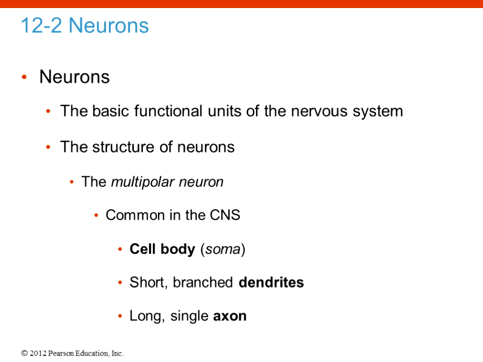So the first thing we'll look at then, of course, are the neurons. The neurons, again, as I said, this is the basic functional unit of the nervous system. This is what communicates a message, okay? And there are different types of neurons, as you probably might guess. One we're going to look at is what's called a multipolar neuron. It's very common in the central nervous system.